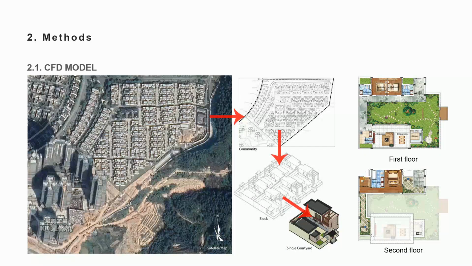So the second part is about the methods. First, we built a CFD model in software. As the picture shows on the left, we searched the satellite map of the case study by Google Earth first. And then we built the community, block, and single courtyard models with Phoenix, SketchUp, and AutoCAD software. On the right, you can see the layout of the single courtyard. There are 2 floors.